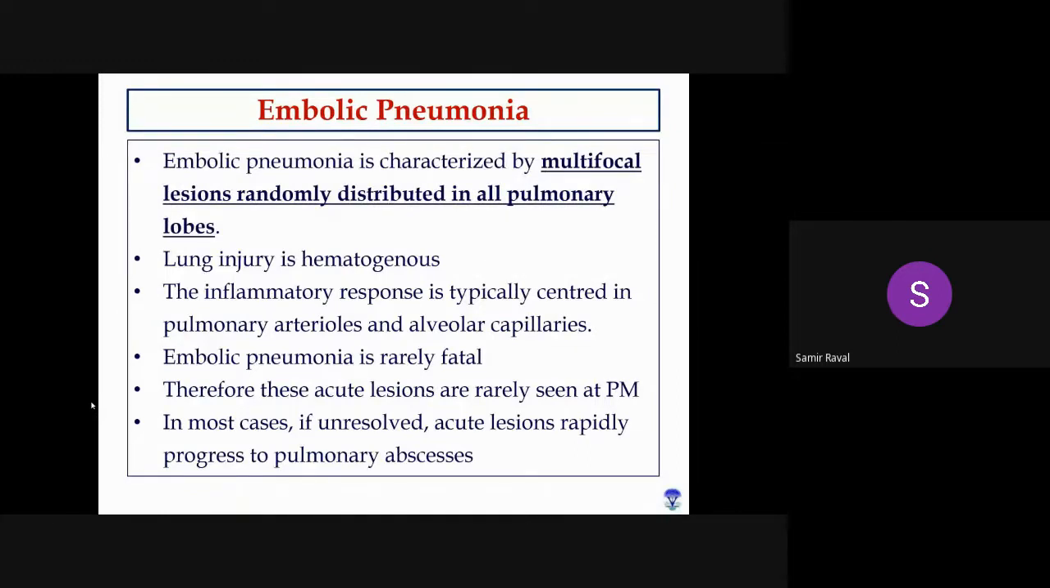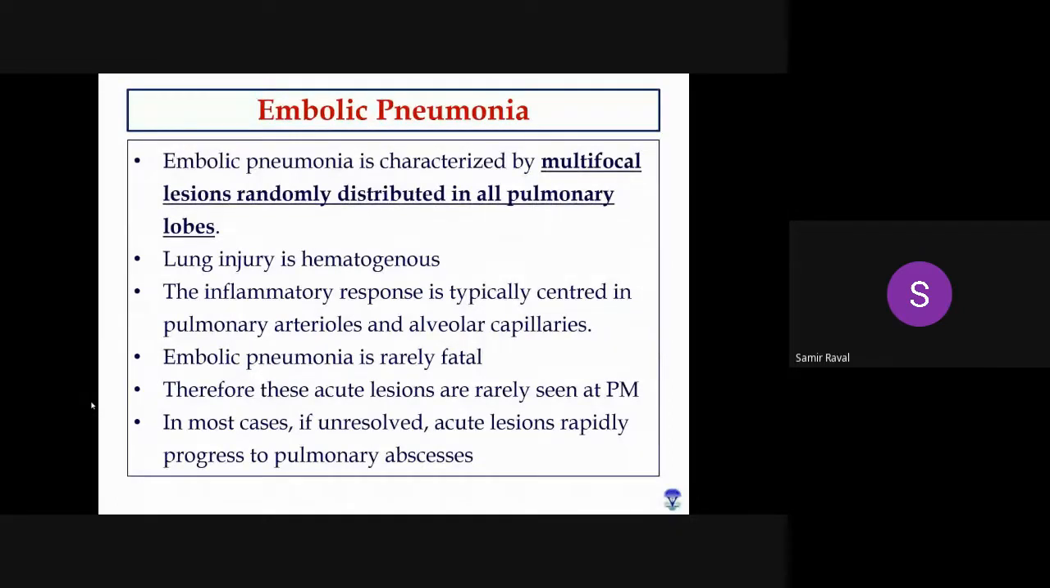Because the majority of the time, actually, from some other site in the body, the bacteria or other pathogens present at the other site will enter into the circulation, reach the lungs, and ultimately produce some multifocal areas of pneumonia, right? So in the majority of cases they are not fatal, and due to this reason you will not find acute pneumonia. Mostly you will find chronic type of changes, right?